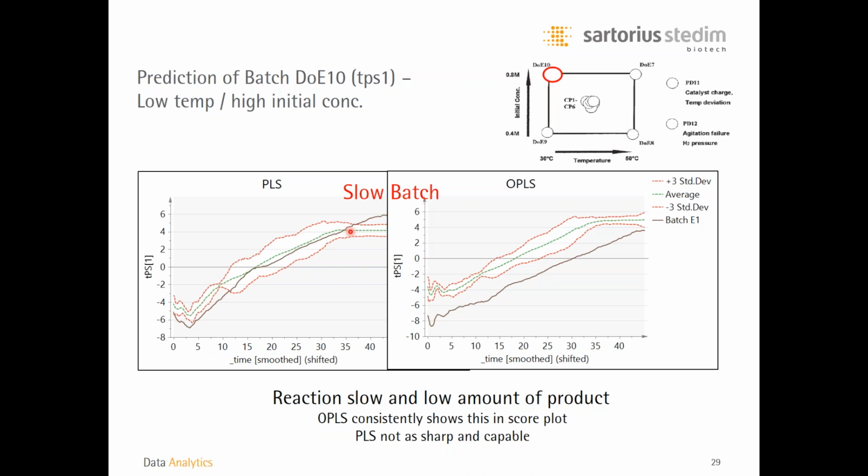And the reason why you have these differences is that PLS is mixing up predictive and orthogonal variabilities, whereas OPLS is able to separate this out.